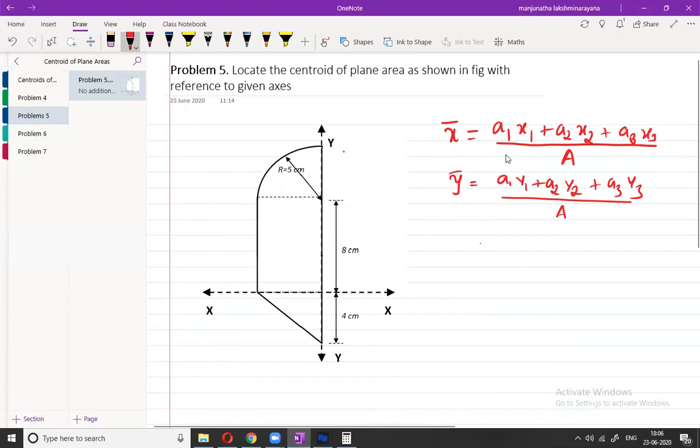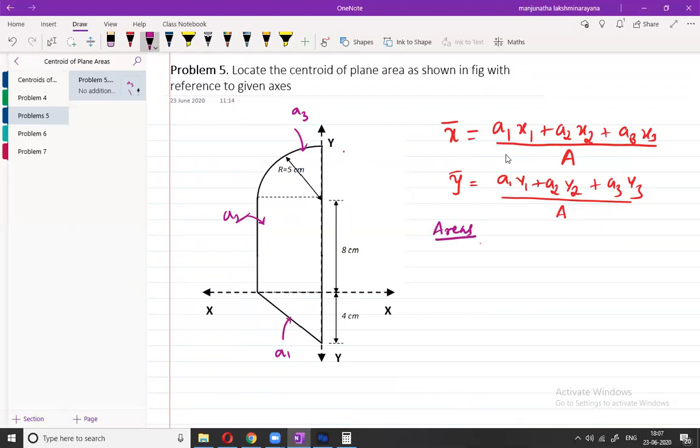Now let's first find out the area. Before finding the area, first of all we need to divide this given area into three elemental areas. We'll start from here. Let this be A1, and let this area be A2, and this quarter circle be A3, and all are positive areas. So let us find out the calculation of areas.